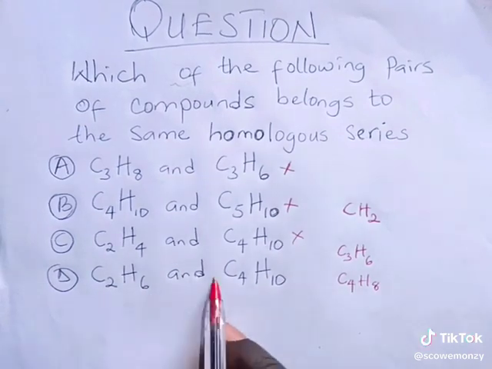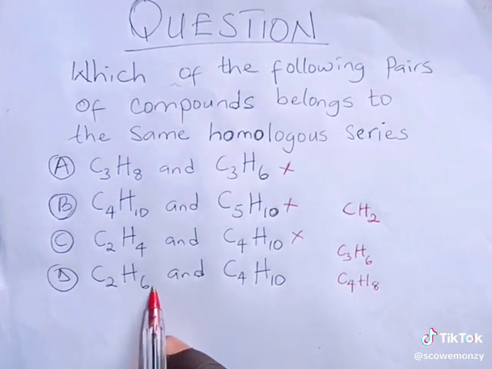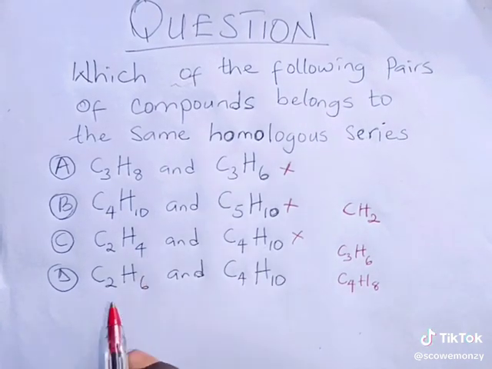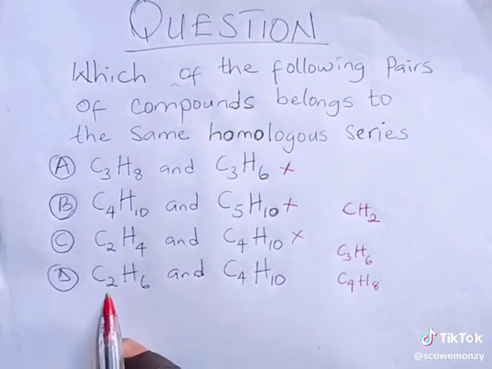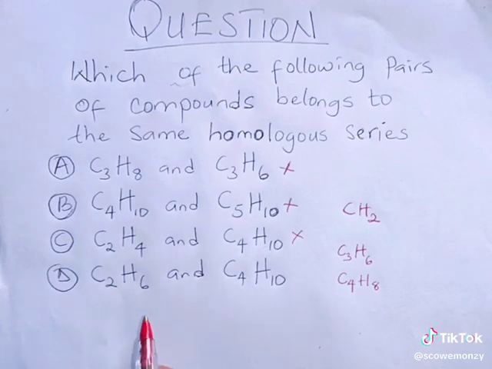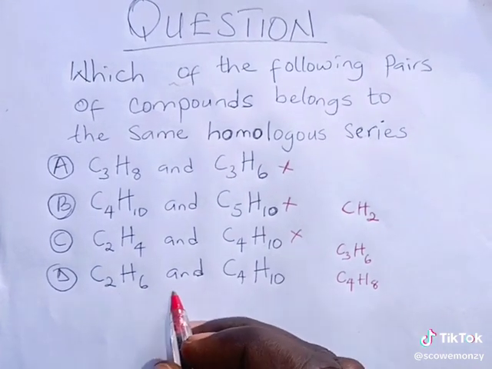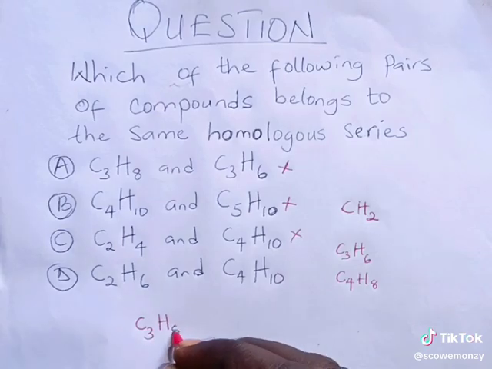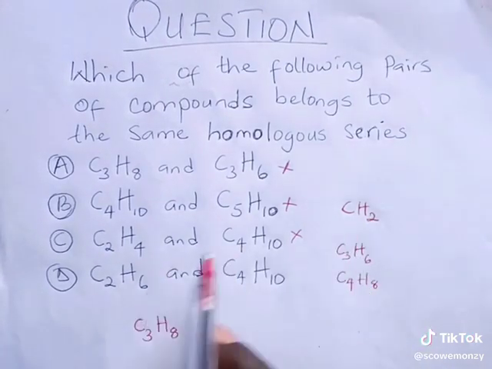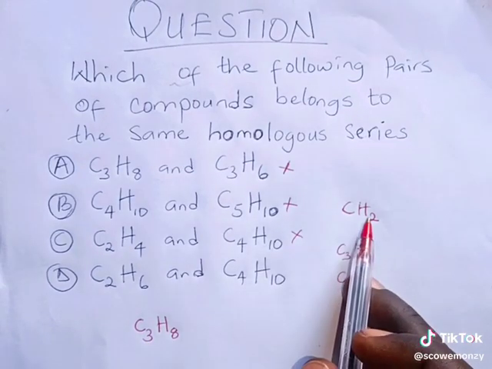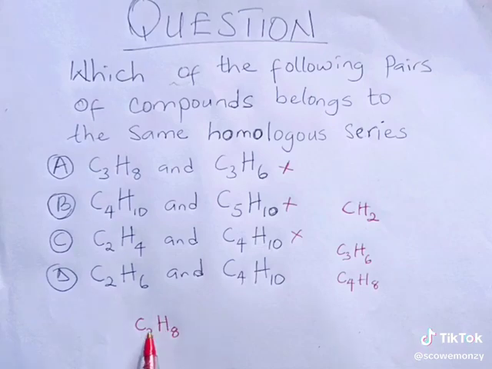Then we go to the last option here. This is C2H6 and C4H10. So we'll follow the same pattern we did here. The C2 here is the second carbon atom and it has 6 hydrogen atoms. So the third member, that's with 3 carbon atoms, will be C3H8. Remember, CH2 unit. So the addition of 1 carbon atom to this gives us 3 carbon atoms. The addition of 2 hydrogen atoms to this gives us this. So this will be the third member, the succession of this.